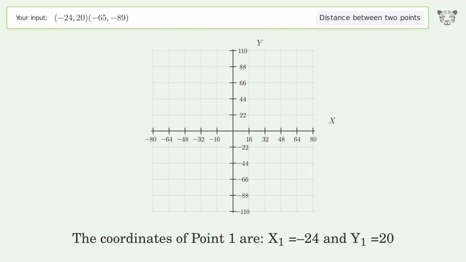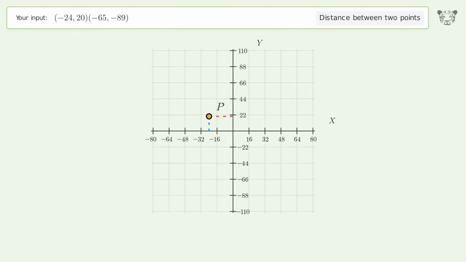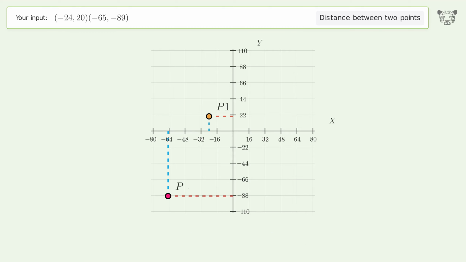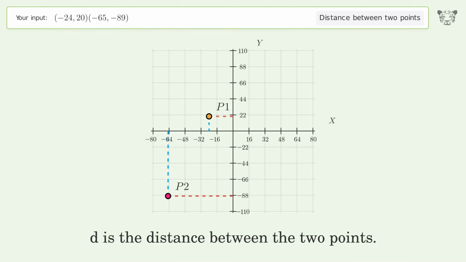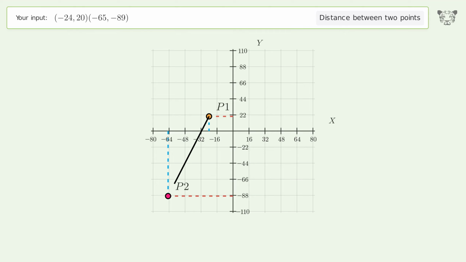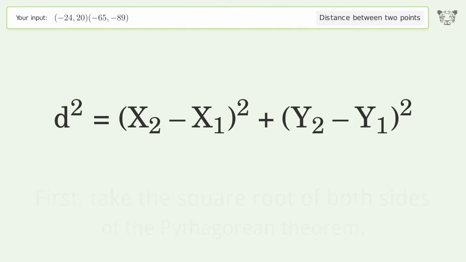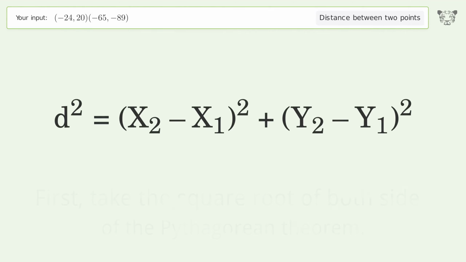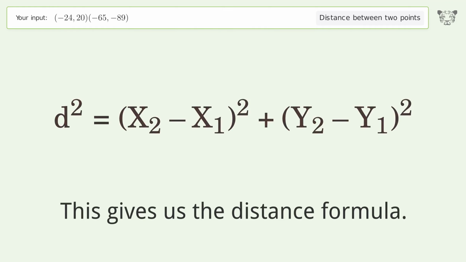The coordinates of point 1 are x1 equals -24 and y1 equals 20. The coordinates of point 2 are x2 equals -65 and y2 equals -89. D is the distance between the 2 points. First, take the square root of both sides of the Pythagorean theorem. This gives us the distance formula.